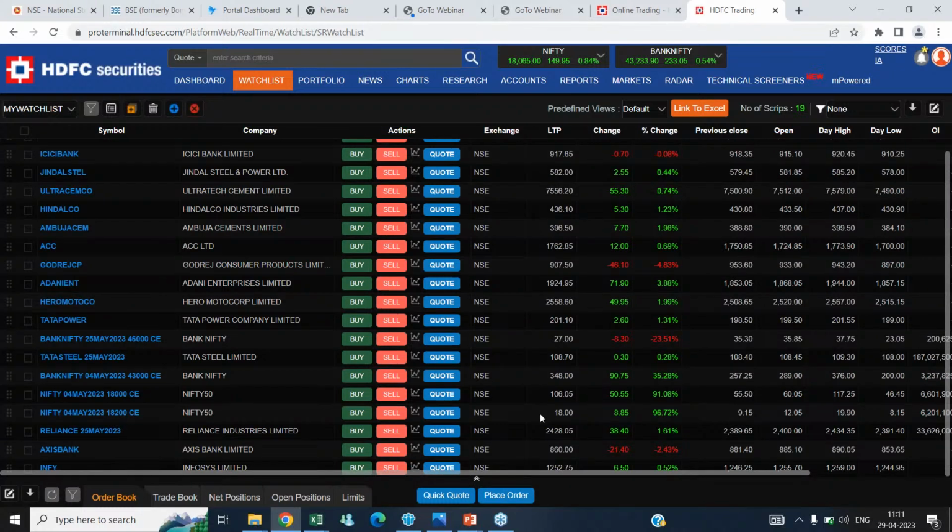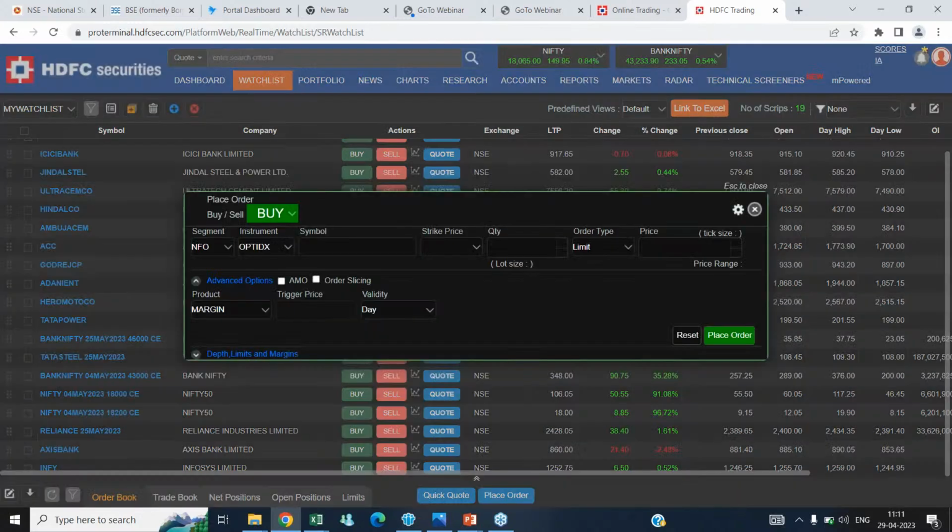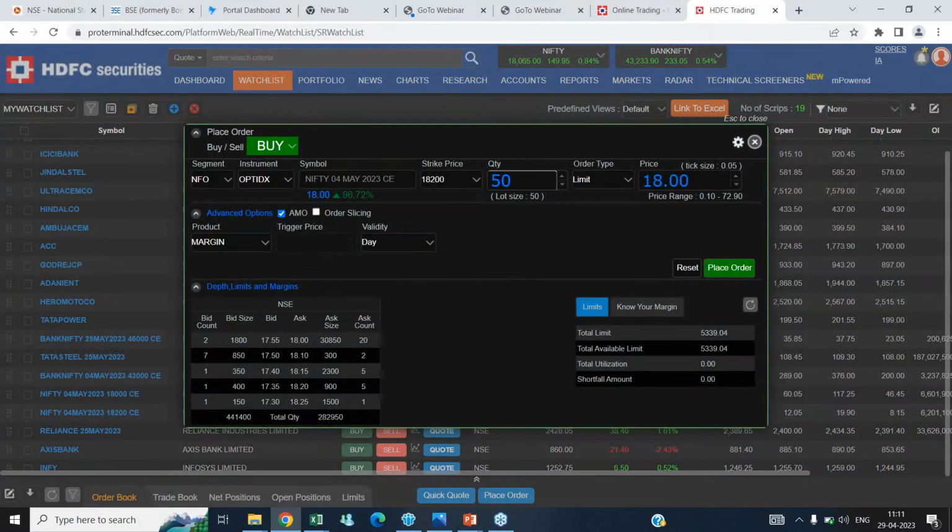Now suppose, I will take a hypothetical example, that you want to go long on the 18,200 call option, which is quoting at 18 rupees, and you want to buy 5,000 shares of the 18,200 call option at 18 rupees or below that, whatever price you want to buy. So how can you do it? Let us understand through order slicing, because since we have a cap of 1800 quantity, it's difficult to execute 5,000 quantity in one single order window. But with order slicing, you can do it.